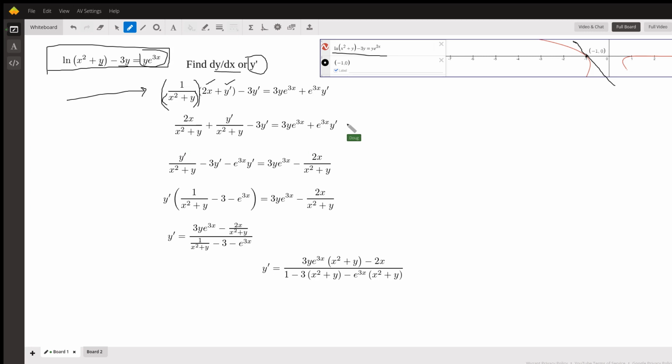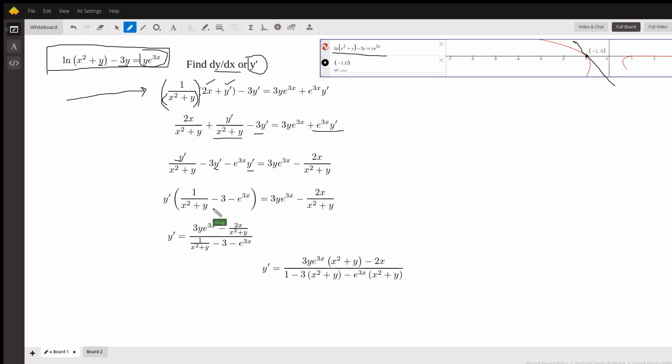And there's the repeat. Now I'm going to take all the terms containing y prime and get them on the left side of the equal sign. So this one was already over here, -3y prime, and I transpose the e^(3x) y prime, which becomes minus. At the same time, I'll take this 2x over x squared plus y to the right side of the equal sign. Now you can see that every term on the left contains a y prime.